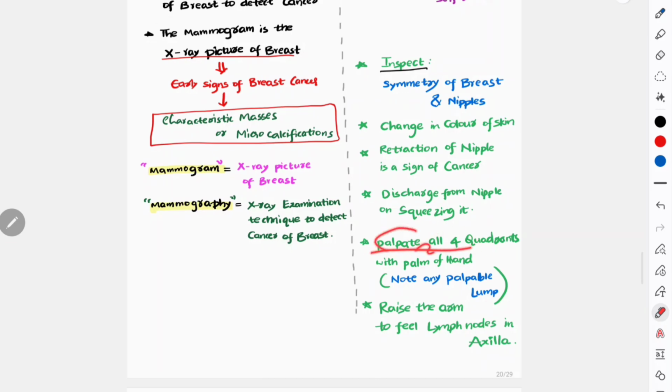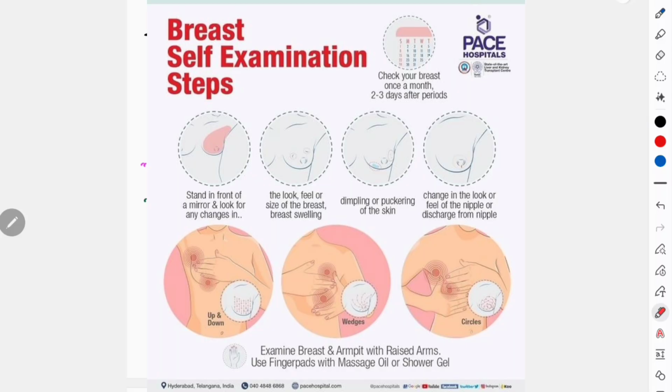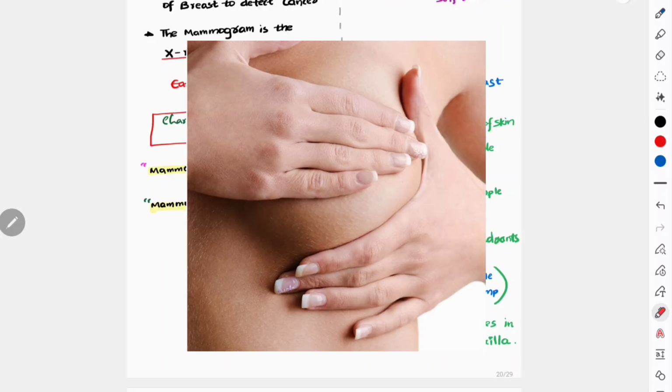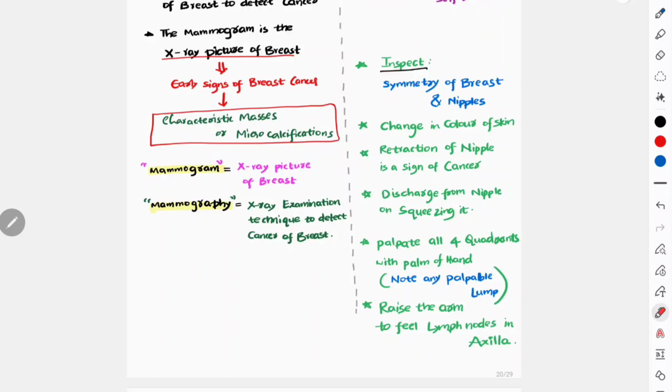Palpate all, it is important. Palpate all 4 quadrants with the palm of hands. See, only with the palm of hands, slowly, for any palpable mass. You have to place your palm slowly and palpate slowly, as it is soft, right? Note any palpable mass, hard mass, if any mass is there over the breast, in the breast, you have to notice it.